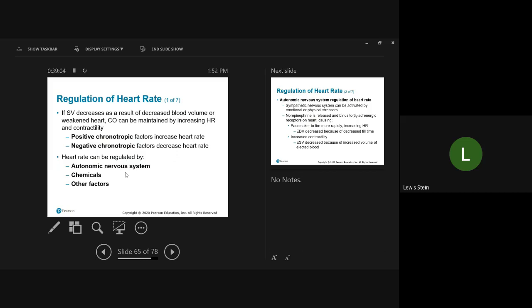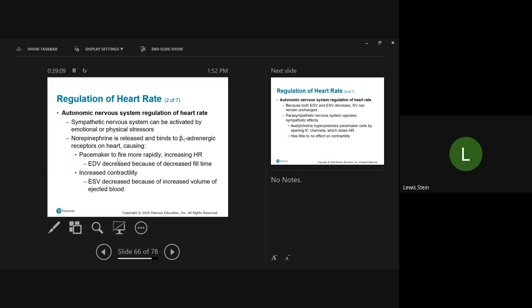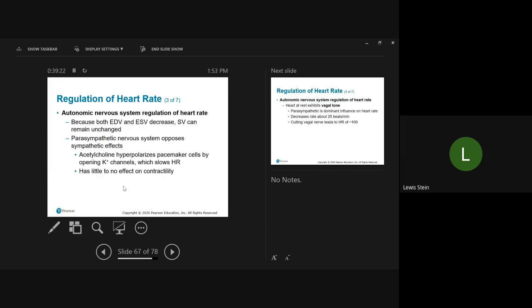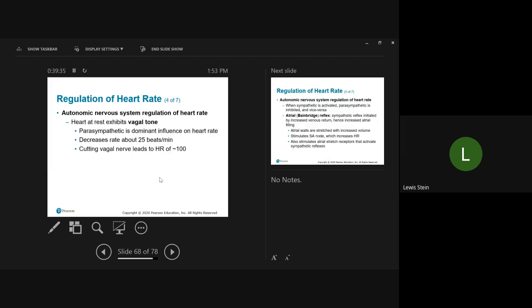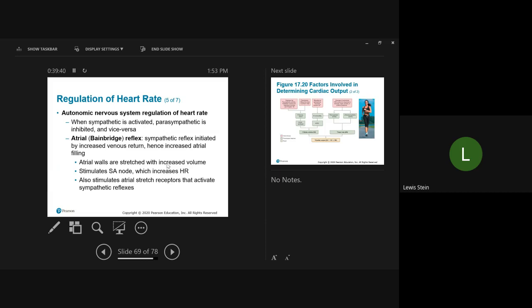So here's the positive and negative: autonomic nervous system, chemicals, other factors. And we've gone over this with the autonomic sympathetic nervous system, beta ones. It causes the pacemaker to fire more rapidly, increasing heart rate. And as you can see, it's going to change those volumes, so it's not optimal. The parasympathetic is different because it has that chronotropic effect. It hyperpolarizes the pacemaker, opening the potassium channel, slowing the heart rate, with little to no effect on contractility. And so again, that's the vagal tone. That's so important.